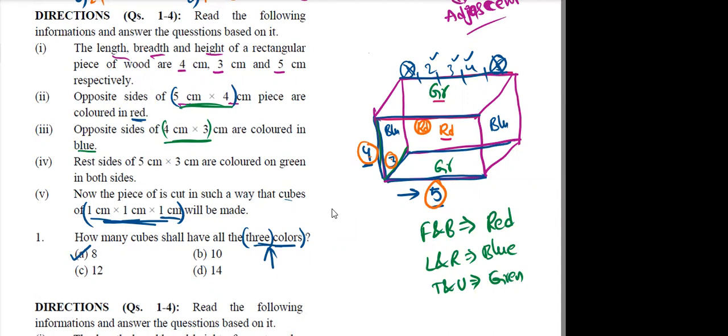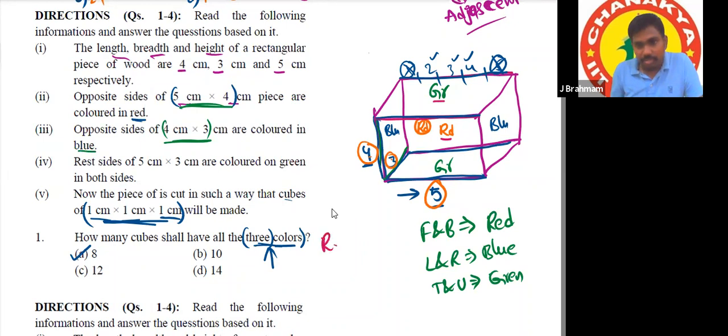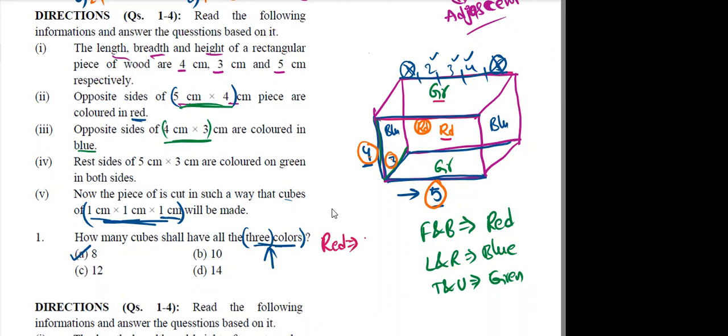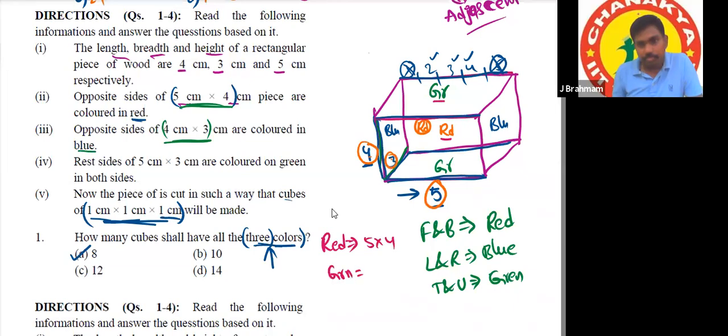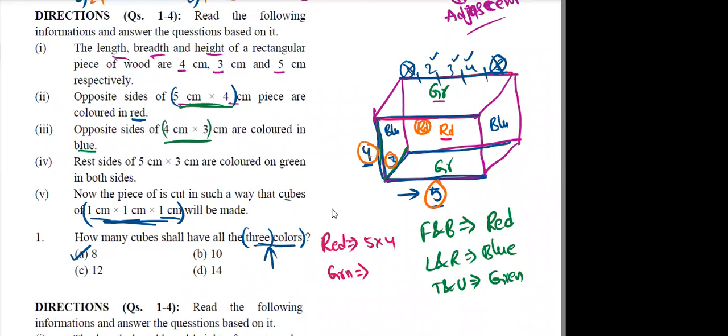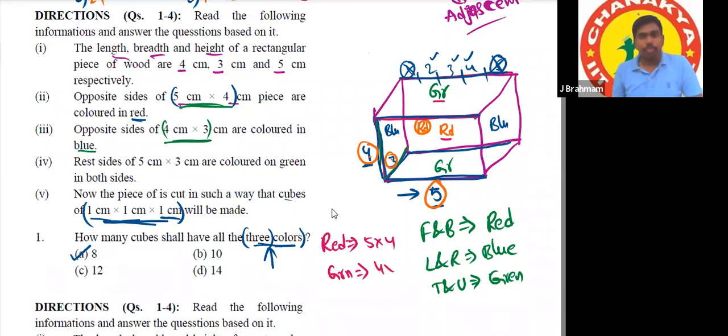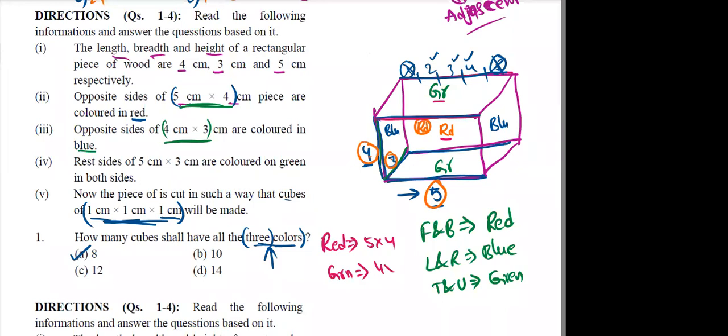Yes, sir. Okay. Sir, no, sir. It's 12, sir. Here I am writing red cube size is 5 by 4 or 3 by 4 or 4 by 3? 5 into 4. Green is 4 into 3. No, sir. It's 5 into 3.